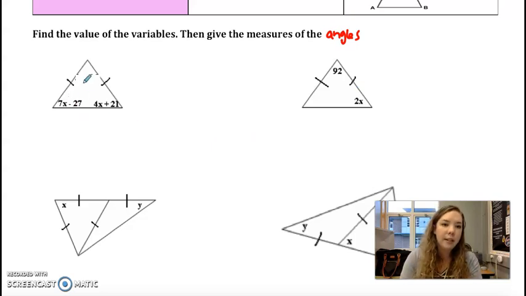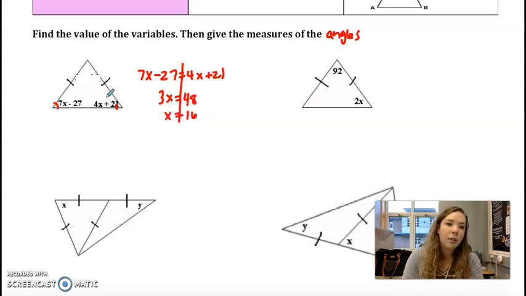So here, this is isosceles. We can't assume it's equilateral without the third side being the same, but I do know that these two would be the same. So I would have 7x minus 27 equals 4x plus 21. That would be 3x equals 48, so x is 16. So these two angles, if I plug 16 back in, would be 85 degrees.